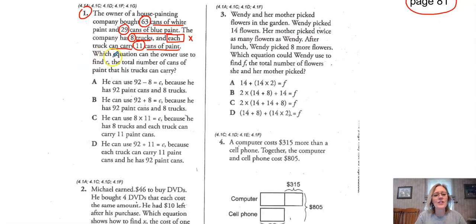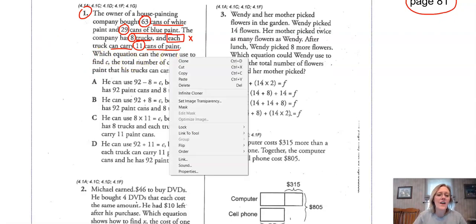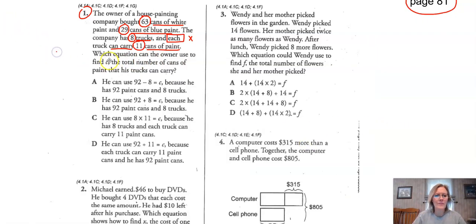Then it says, which equation can the owner use to find C? So C is going to have to be the answer: the total number of cans of paint that his trucks can carry. Here's another math action word, the total, so we're going to need a total here. Whatever we do, in the end the answer has to be C. I could cross off anything that doesn't equal C, but each of these says equals C, so I can't mark anything off.